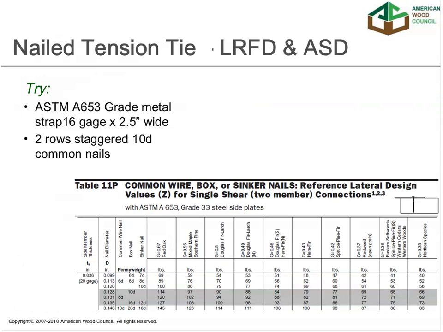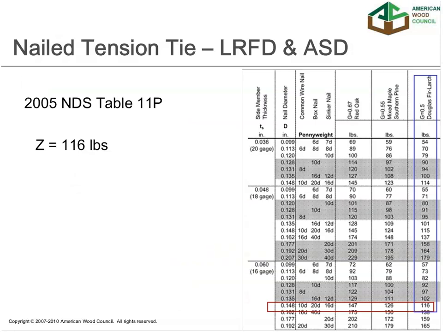So one of the easiest ways is to go straight into the NDS table 11P, which tabulates values for an ASTM A653 16 gauge strap. We've got 10D common nails. So we're going to go into that table at the 16 gauge group near the top. We're going to come across for those 10D fasteners, 10D commons, to the Doug fir column, and we see that the Z value for that particular configuration is 116 pounds.